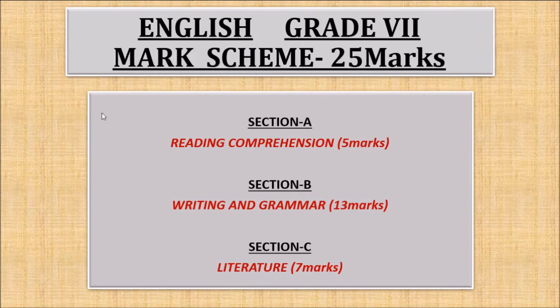And the first thing we are going to discuss today is the marking scheme. Under the marking scheme, the question paper will be given for 25 marks, and there are three sections. Section A is reading comprehension, for 5 marks, section B is writing and grammar, which is for 13 marks, and section C is literature, 7 marks. So overall, the questions will be asked for 25 marks including all.